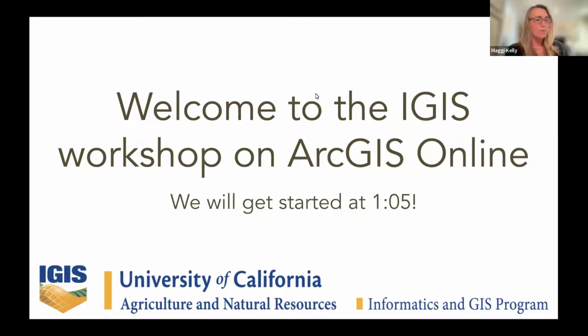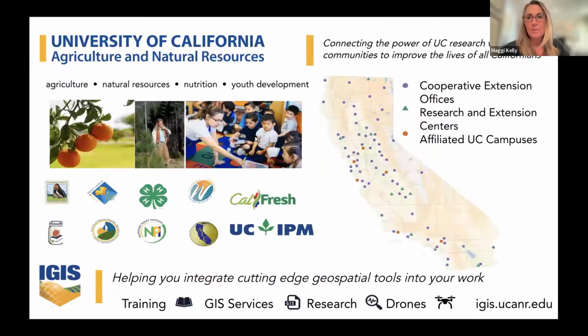I'm gonna explain who we are in a moment and what we do, but you're here to get started using ArcGIS Online, and we're, as I said, thrilled to have you. So I'm going to introduce all of the folks that are putting on this workshop in a moment, but we are the Informatics and GIS group, IGIS. It's a statewide program run out of the University of California Division of Ag and Natural Resources. And if you are familiar with UCANR, then this will be a bit of a review, but if you're not, we are a University of California entity.